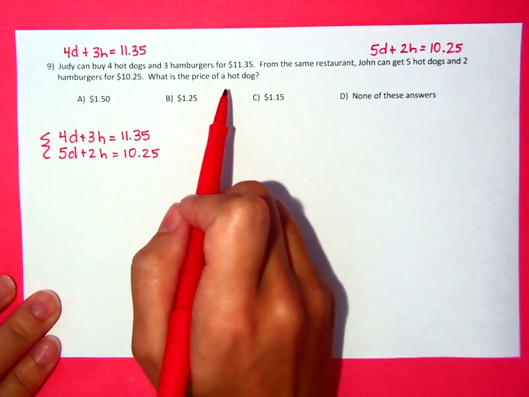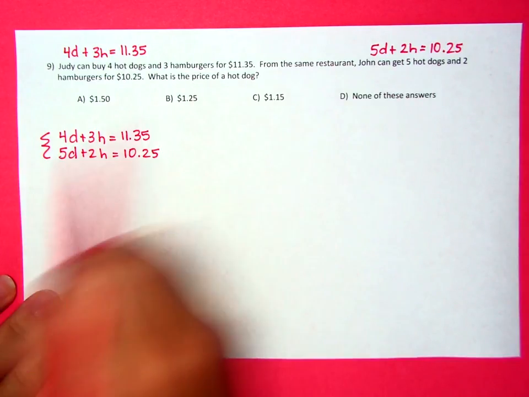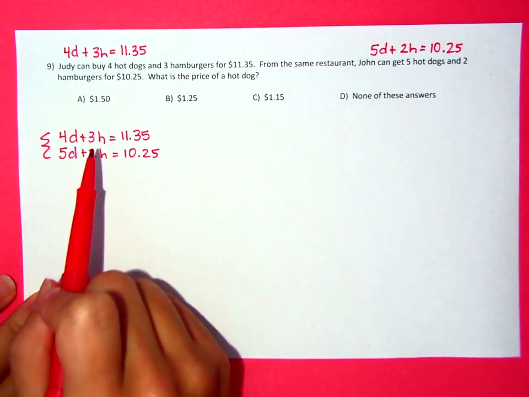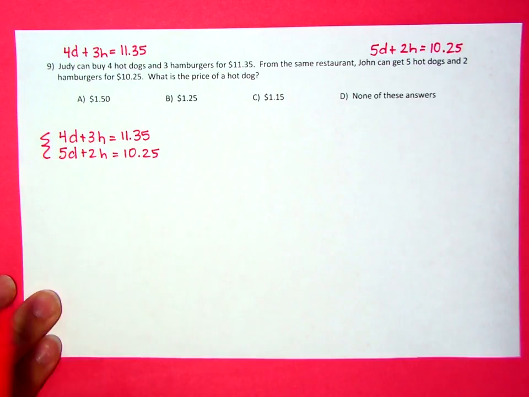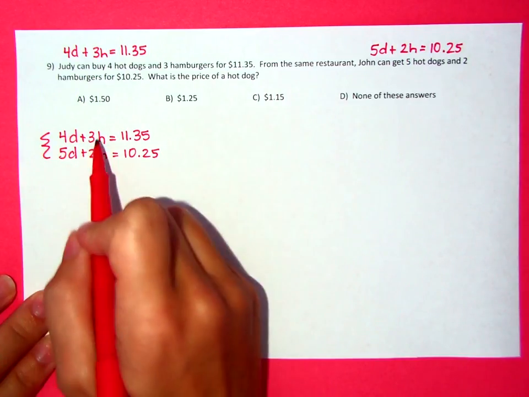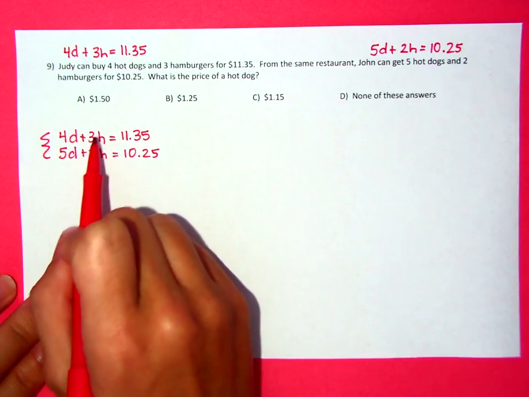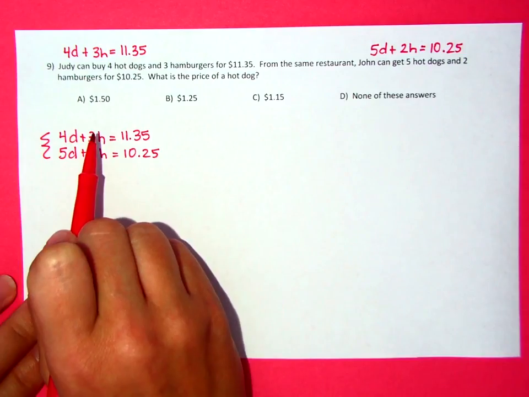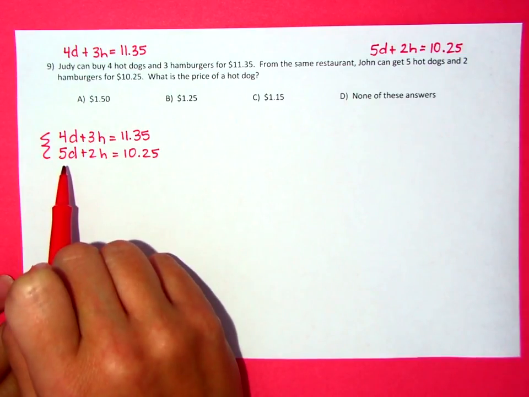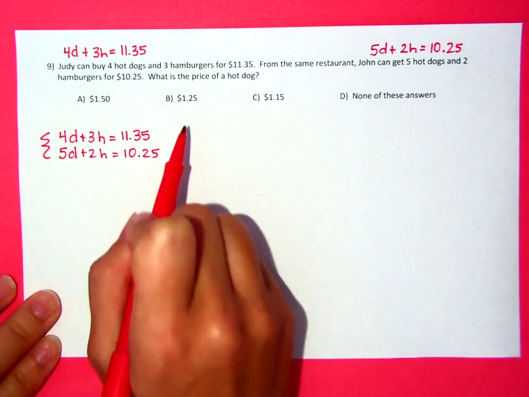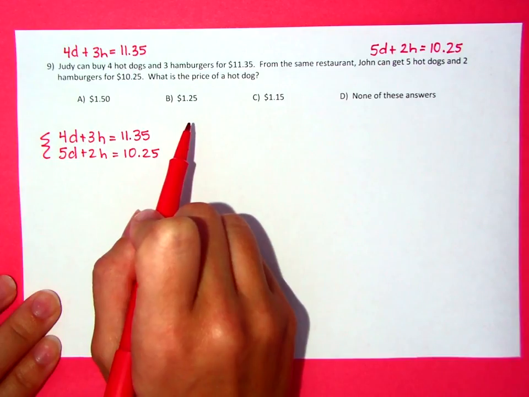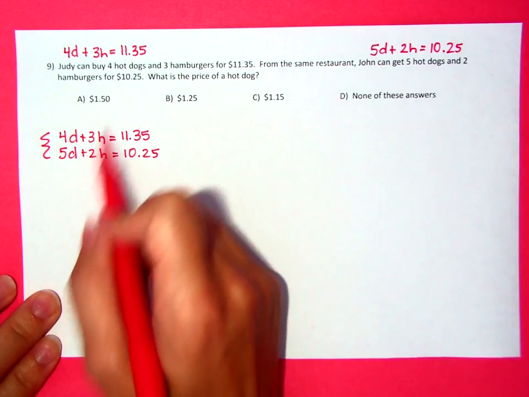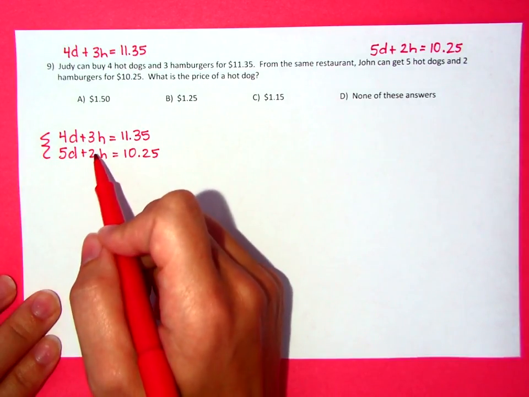We're just trying to find the price of a hot dog. So if we could get rid of the information that's related to hamburgers, that would help me solve for my dogs. So in other words, if I could get rid of this letter here, the H, and not even have it in the problem, and I could solve for the dog, then that means that I would know the answer to this question. So that's what we're going to do, is to get rid of these H's. We're going to eliminate them. How do we do that?